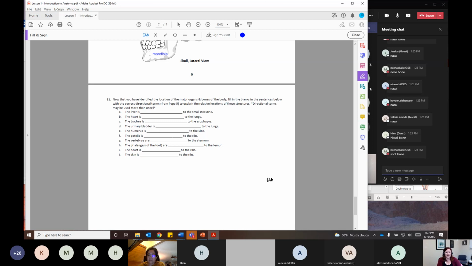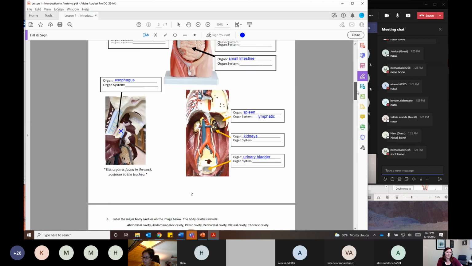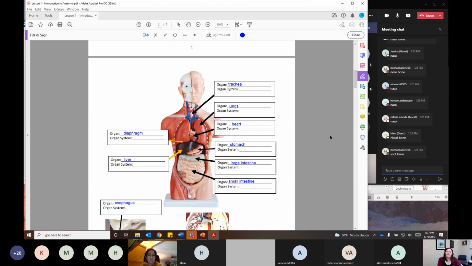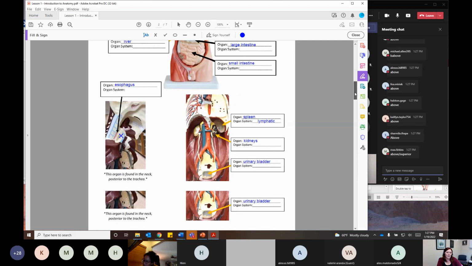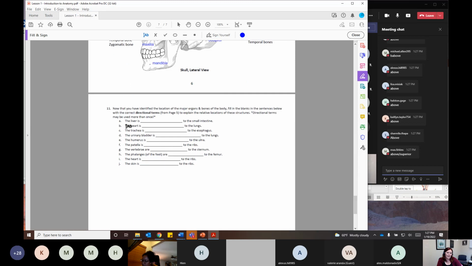Let's start with the first one at the top. My first statement says the liver is blank to the small intestine. Before we put in our anatomy word, I want you to give me a normal person word. The liver is what to the small intestine? Yeah, the liver is above. That's a normal person word. So what's my anatomy word going to be? The liver is superior. It's above the small intestine. Perfect.